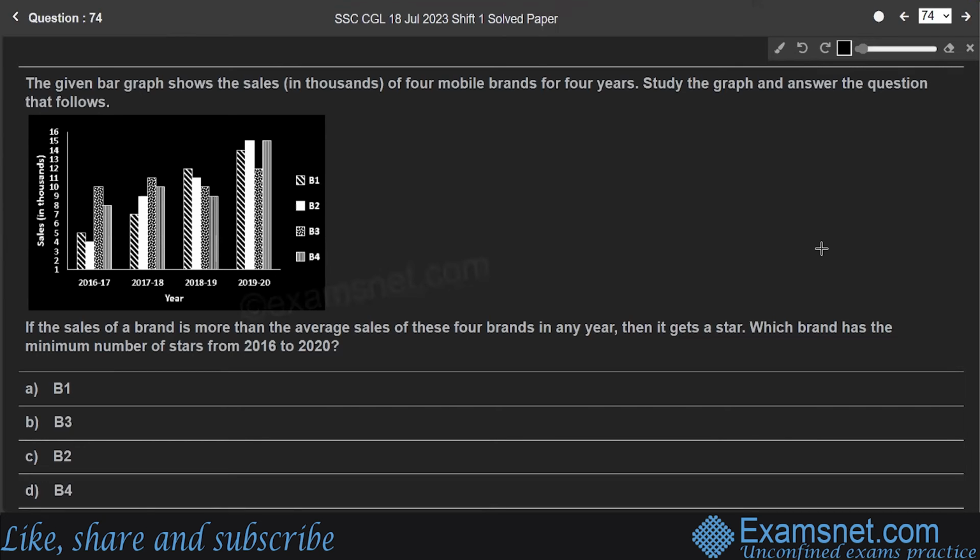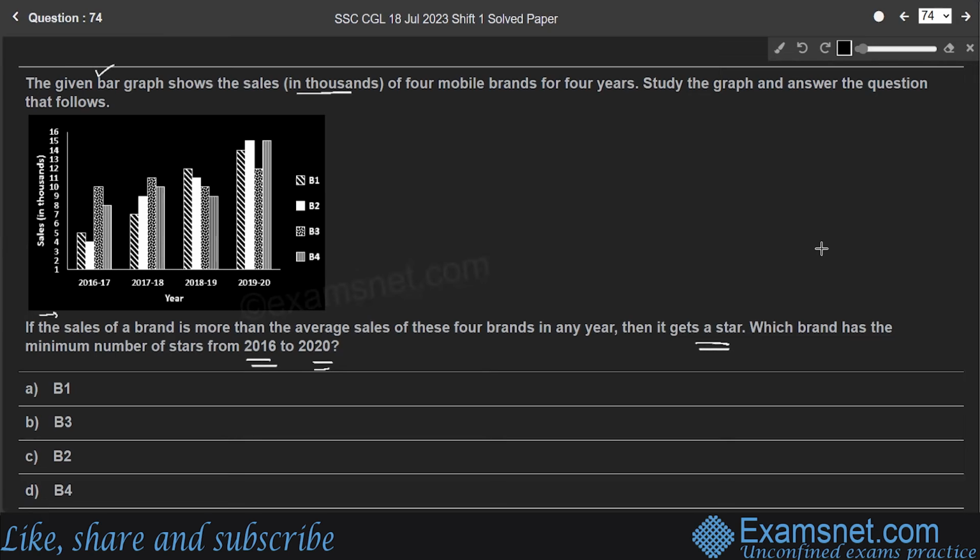Question 74. The given bar graph shows the sales in thousands of 4 mobile brands for 4 years. Study the graph and answer the question that follows. Here the question is, if the sales of a brand is more than the average sales of these 4 brands in any year, then it gets a star. Which brand has the minimum number of stars from 2016 to 2020?